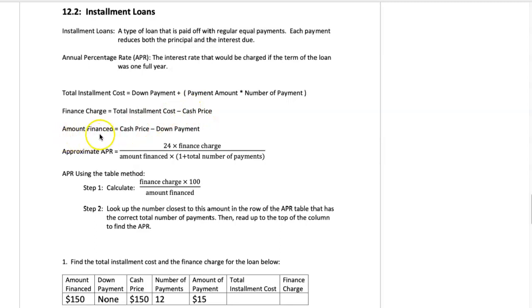The amount financed is another way to say the amount you're going to borrow from the bank. So it's the cash price minus the money you put down that day. So whatever's left, you're going to have to finance with the bank.